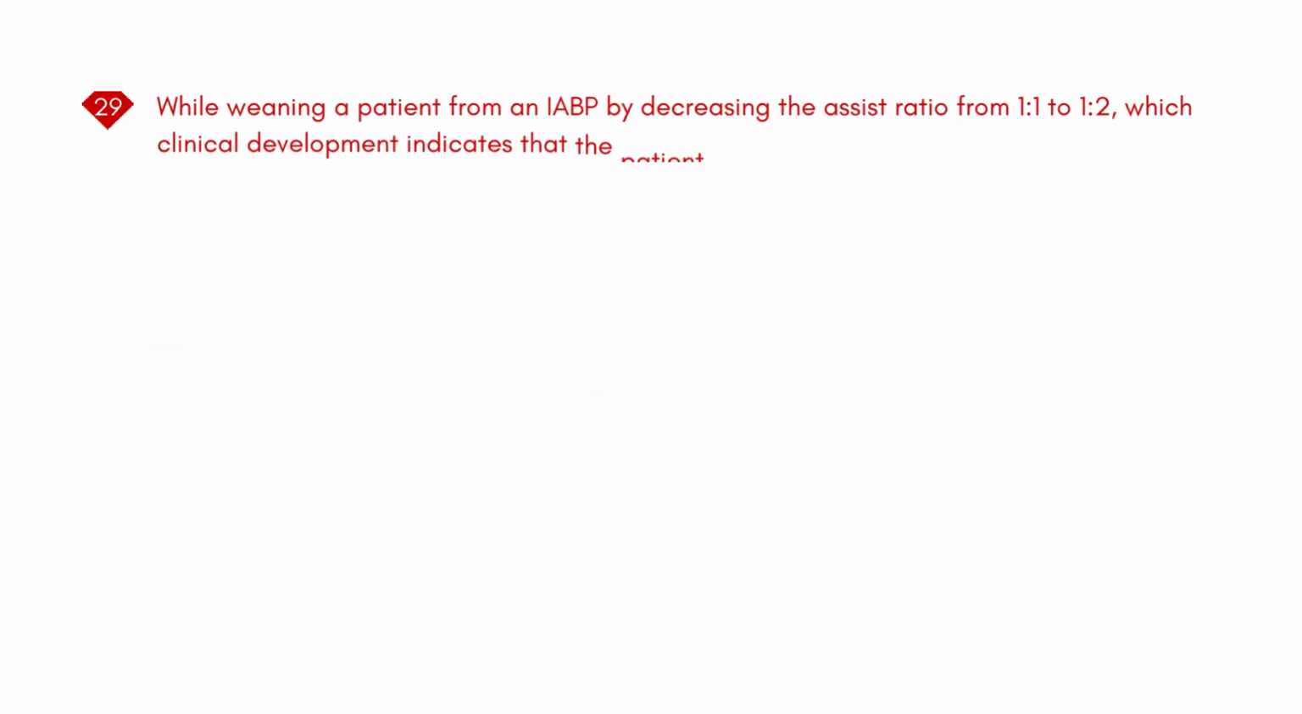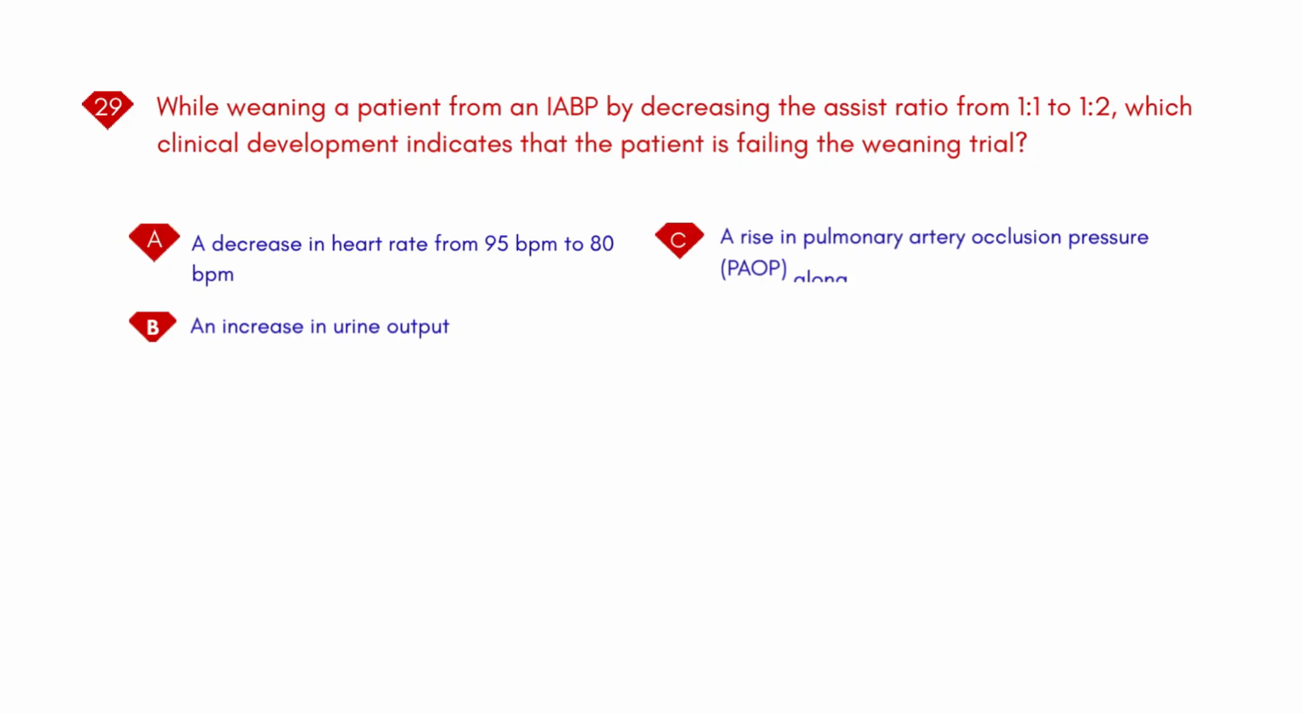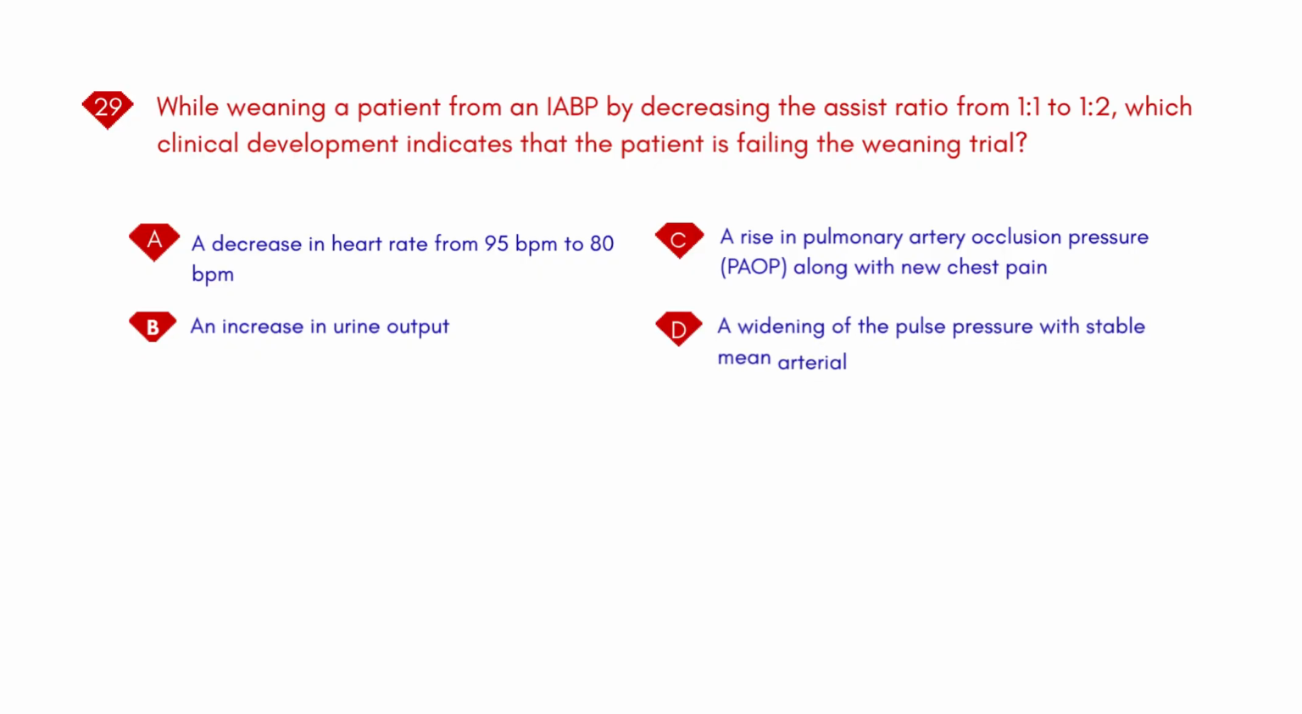While weaning a patient from an IABP by decreasing the assist ratio from 1 to 1 to 1 to 2, which clinical development indicates that the patient is failing the weaning trial? A. A decrease in heart rate from 95 bpm to 80 bpm. B. An increase in urine output. C. A rise in pulmonary artery occlusion pressure, PAOP, along with new chest pain. D. A widening of the pulse pressure with stable mean arterial pressure.